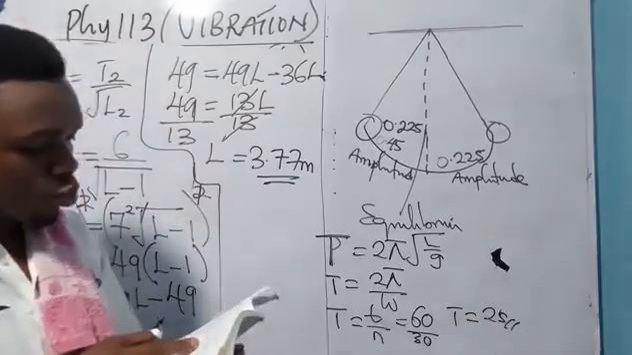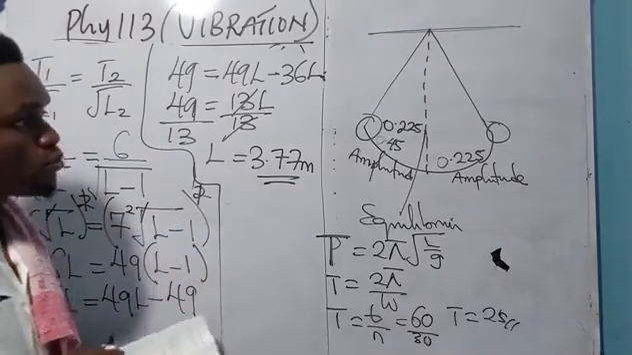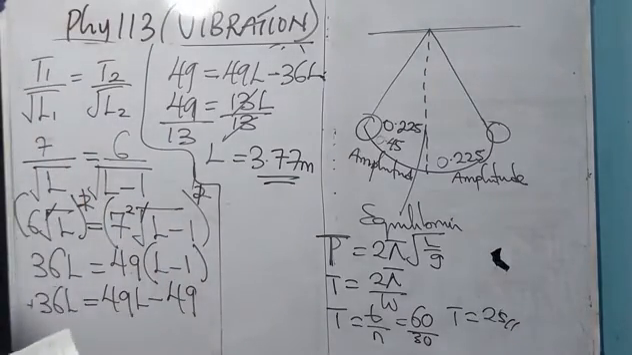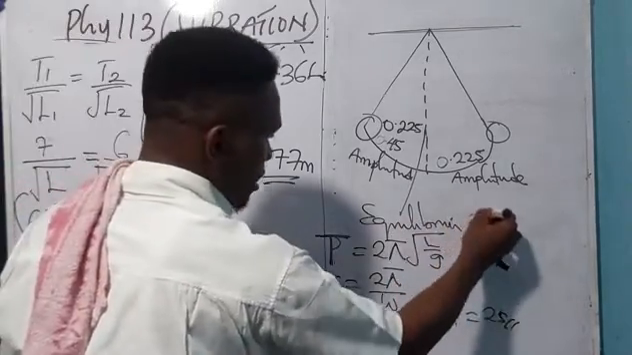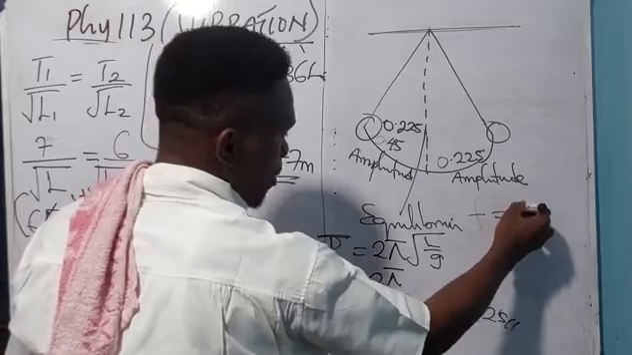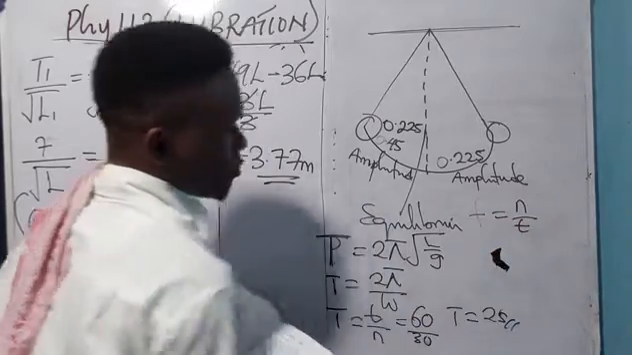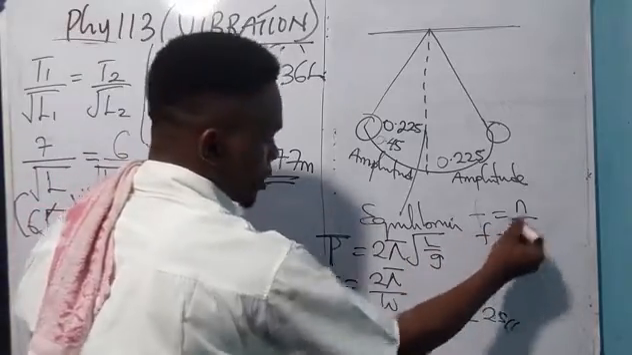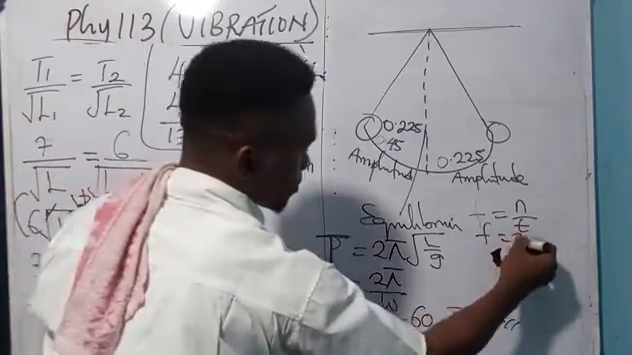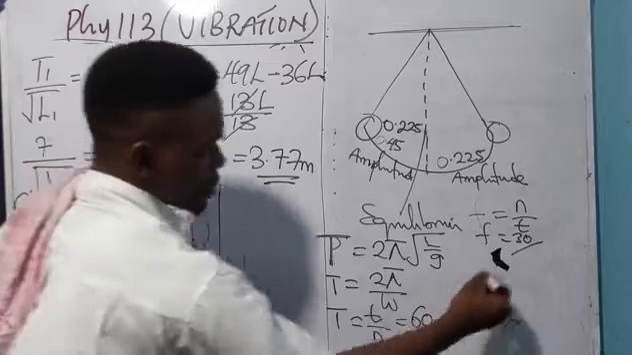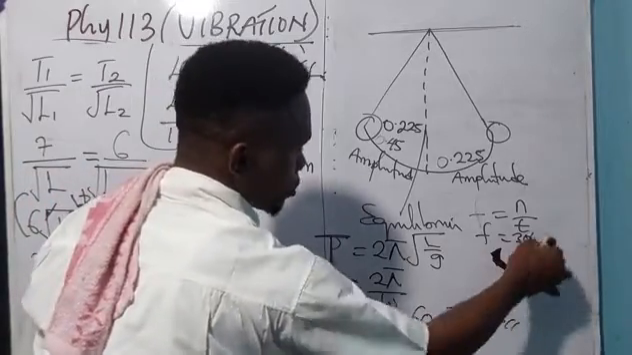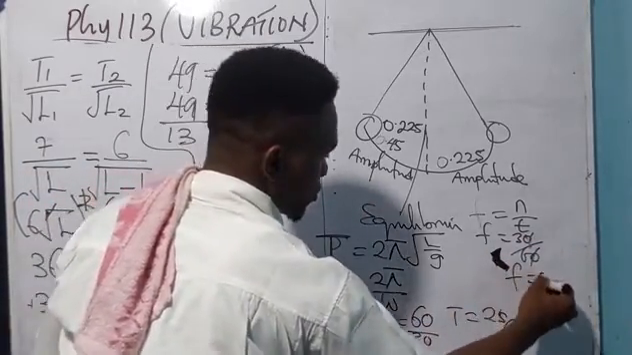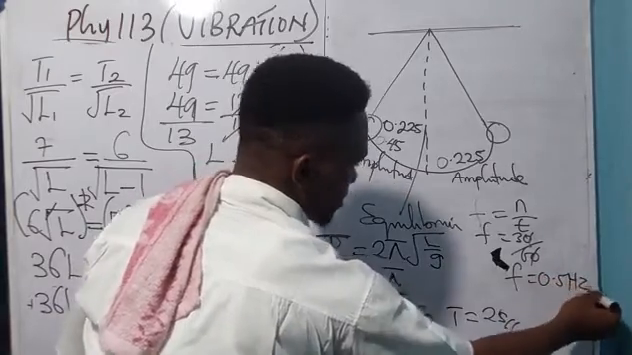Now they said, what is the frequency of this motion? Now frequency is the inverse. You say number of oscillations over time. Frequency now is equal to the number of oscillations, which is 30, over time, which is 60. This will go into this. So it means that frequency is 0.5 hertz. It's as easy as that.